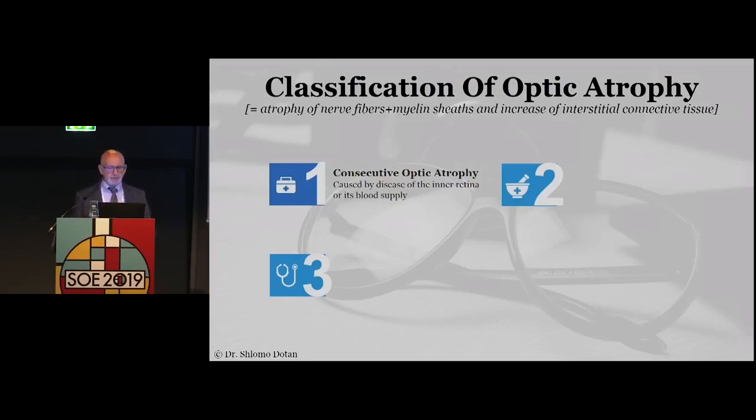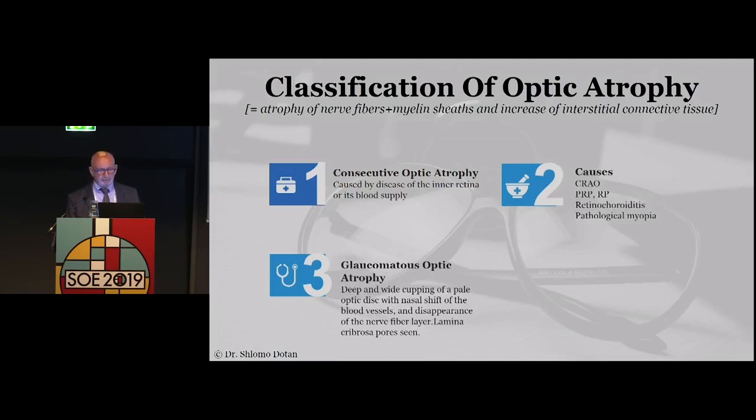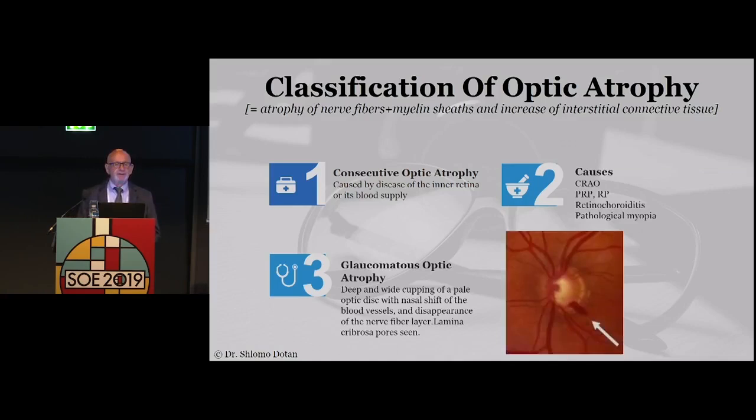Optic atrophy is caused by a disease of the intraretina and its blood supply. The causes can be central retinal artery occlusion, status post PRP or RP, retinitis pigmentosa, retinochoroiditis or myopia. And of course, there is the famous glaucomatous optic atrophy, where you can find deep and wide cupping of the pale optic disc and disappearance of the nerve fiber layer.